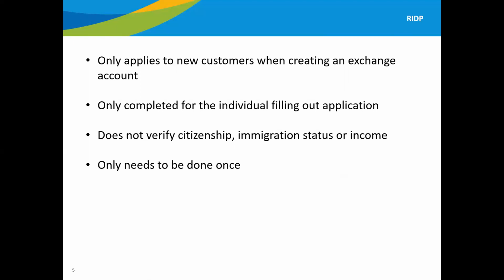So individuals will be asked a series of questions that are only specific to them to make sure that we're able to properly identify identity. This does not verify citizenship, immigration status, or income. So the procedures for that will not be changing. And remote identity proofing only needs to be done once, meaning that once an individual has created their new account through Connect for Health Colorado and gone through the remote identity proofing procedures, they will no longer have to do so when they come in to either make changes to their existing coverage or apply for a new coverage year.